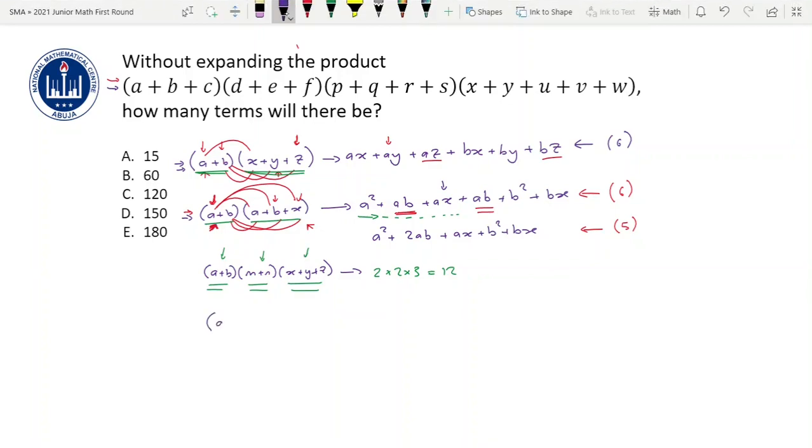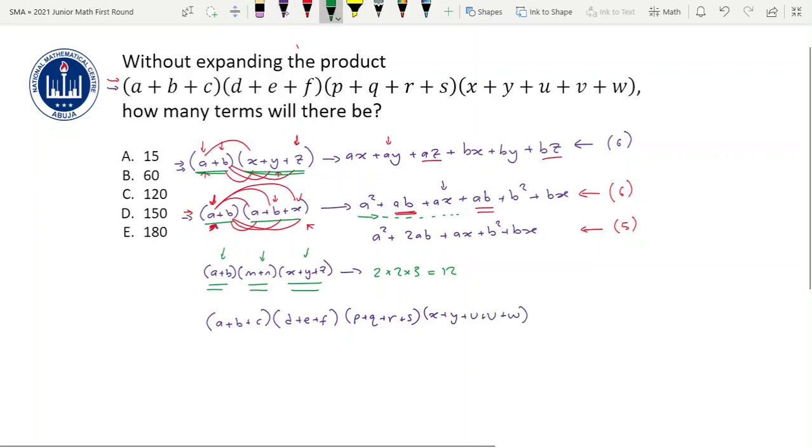The question was to find how many terms we will have if we expand a plus b plus c times d plus e plus f times p plus q plus r plus s times x plus y plus u plus v plus w. Once you expand this, every term you have on the right hand side will be a product of one term from each bracket, and we have three terms in the first. So you pick one of these three from the first, one of these three from the second, one of these four from the third bracket, and one of these five from the fourth bracket.